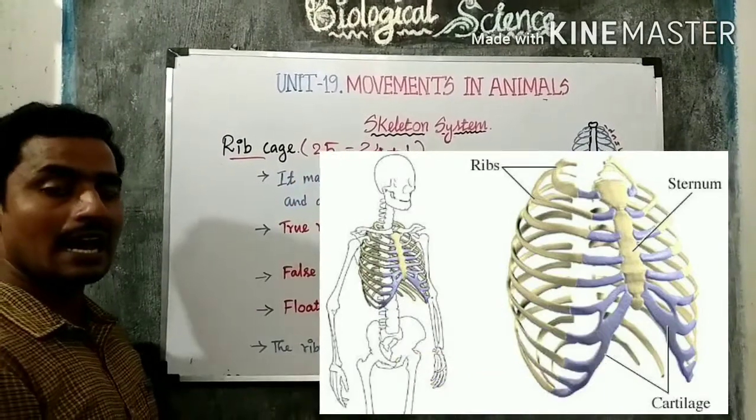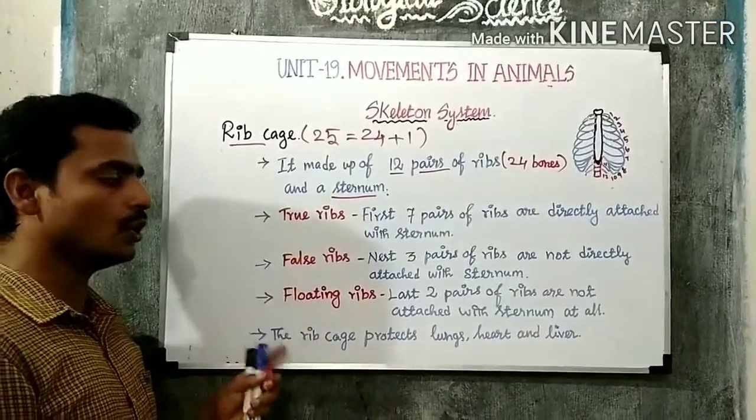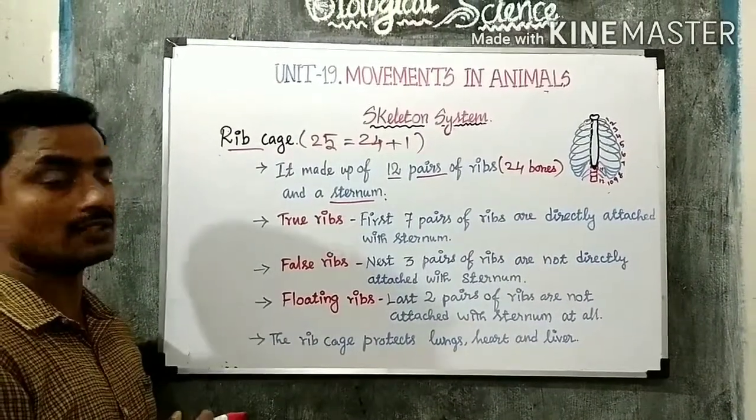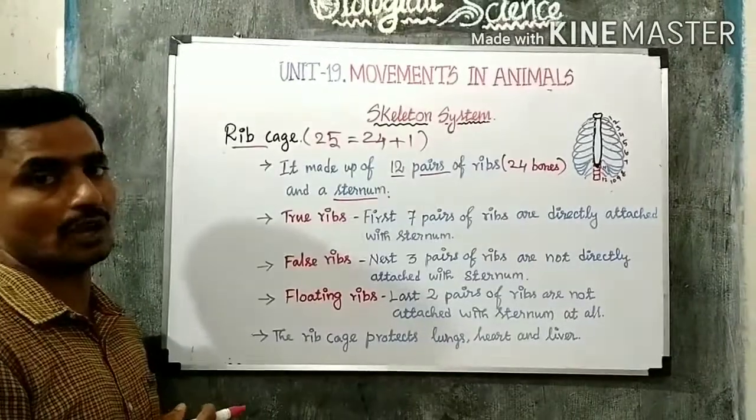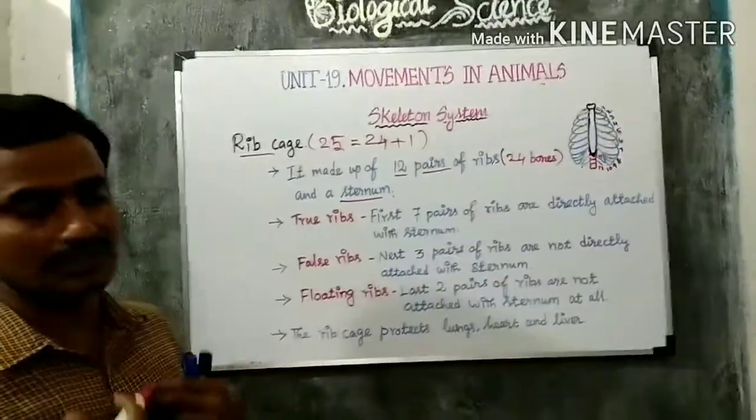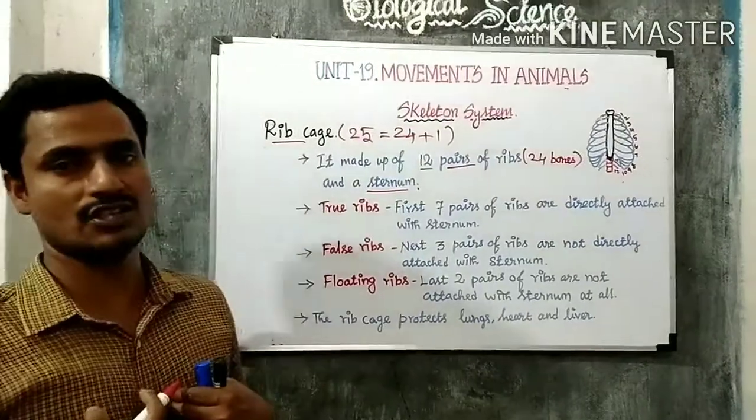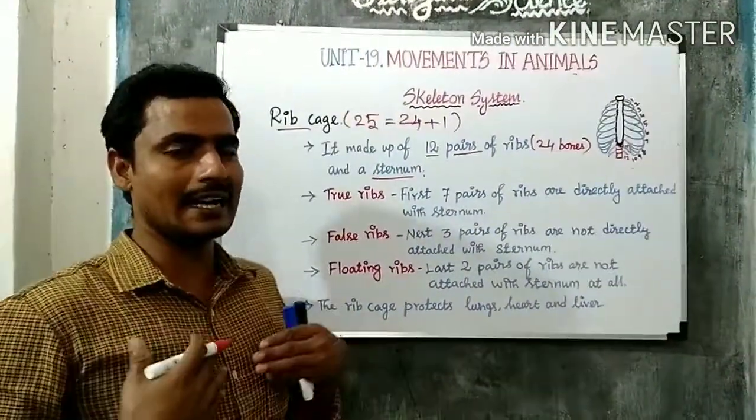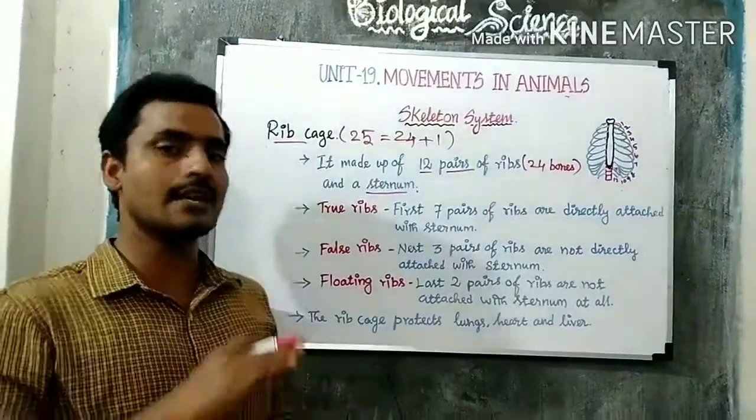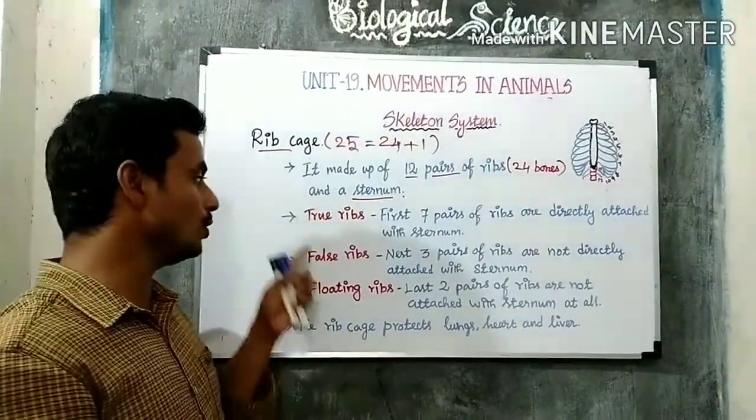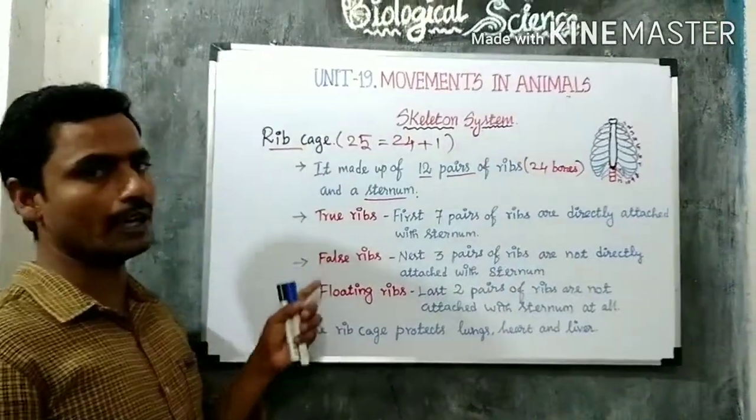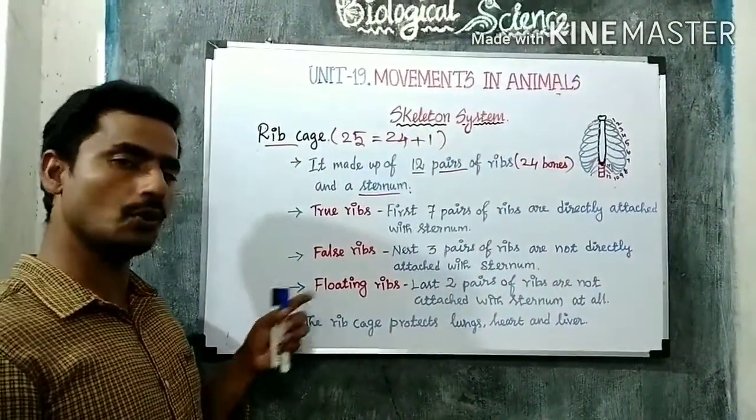These 12 pairs of ribs can be classified into 3 types based on the attachment to the sternum. The sternum is the center bone of the chest region. Based on whether it is attached or not attached, the ribs can be classified into true ribs, false ribs, and floating ribs.